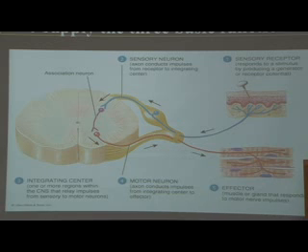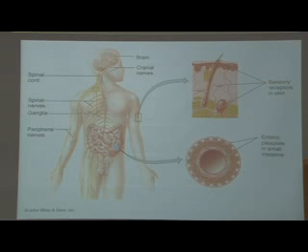So we're going to do this in a little more detail in Lab 3 when we actually look at the spinal cord itself and how it's constructed. Okay.